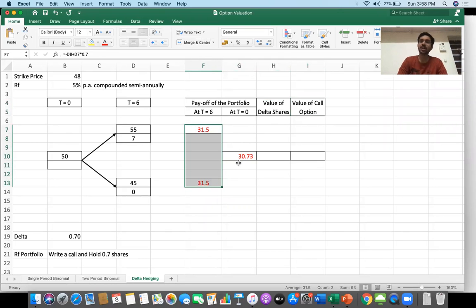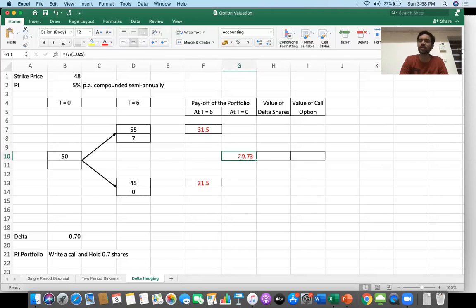Now the way to look at it is, to get a cash flow of 31.5 at t equal to 6, I need to pay 30.73 today. This 30.73 is a cash outflow today to get a payoff of 31.5 at t equal to 6. Obviously, if you're receiving coupons and face value at the end of bond maturity, you have to pay the bond price today to receive those coupons and the face value in future, right? Similarly, to receive this 31.5 in future, you need to pay 30.73 today. So the cost of the portfolio today is 30.73, and this is a cash outflow expected today.